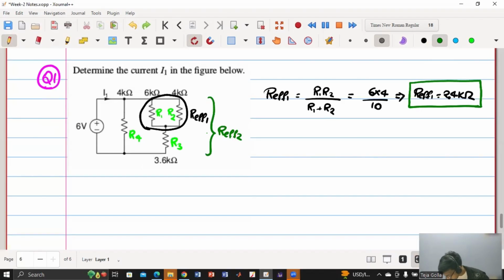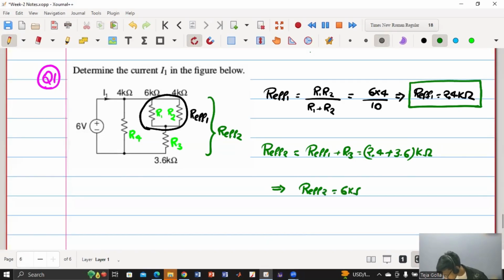R effective 2. Can someone tell what is R effective 2? Yes, 6K, Chetan, you are right. So R effective 2 is nothing but R effective 1 plus R3, which is 2.4 plus 3.6 kilo ohm. So R effective 2 equals 6 kilo ohm.